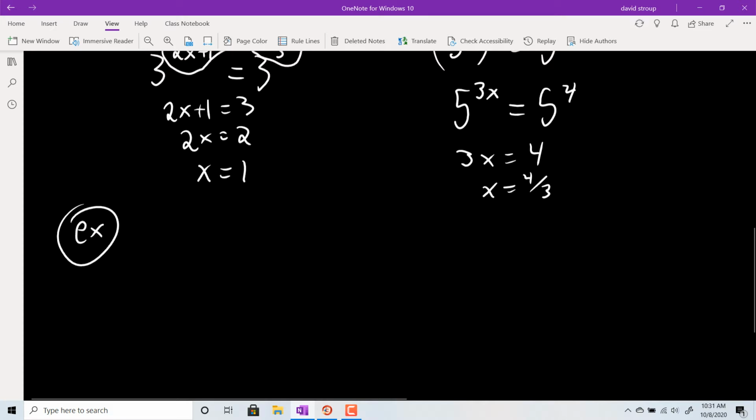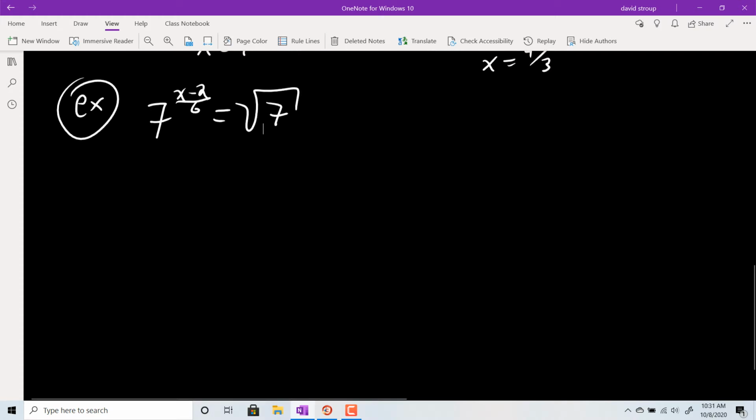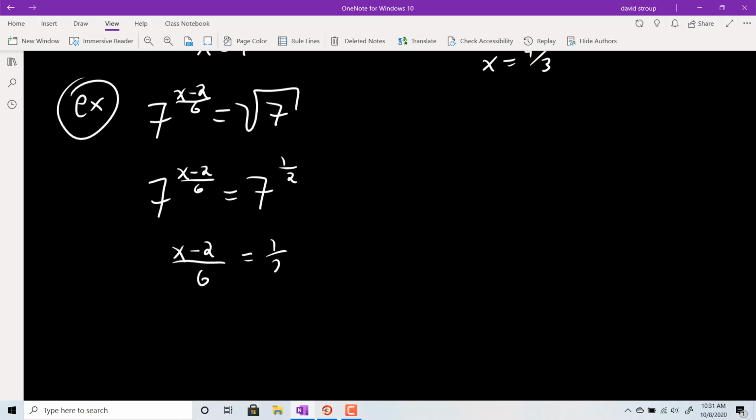Okay. More complicated now. So 7 to the (x minus 2) over 6 equals the square root of 7. Rewrite that square root as a fraction exponent, right? And then you can equate the exponents. Then you can cross multiply. So 2 times x minus 2, you distribute the 2, you get 2x minus 4. Add the 4 to the other side. Divide by 2. Okay. Let's look at another.